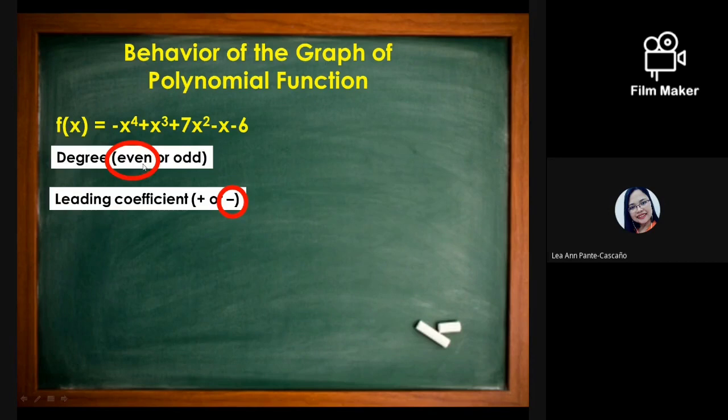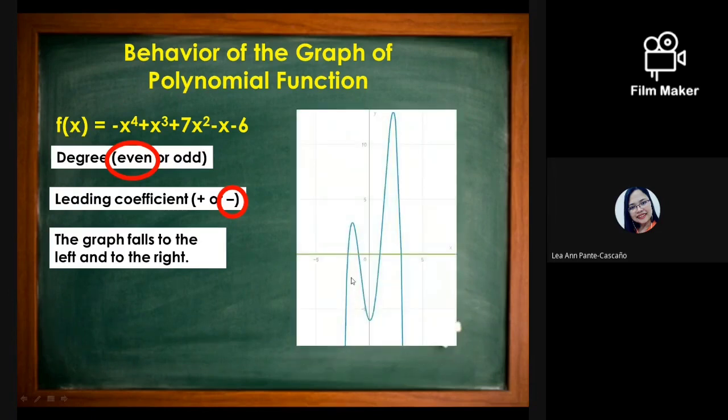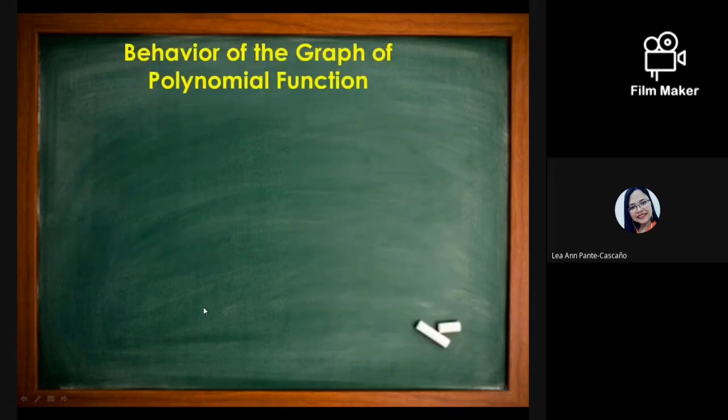So, what is the behavior now of a graph if we have even negative? The graph falls to the left and to the right, or it means the graph both falling. Okay? Kabaliktaran naman nung una nating ginawa. Kanina, positive, even, both rising. Ngayon, ito naman, even, negative naman, siya naman po ay both falling. Falling to the left and falling to the right. Okay? Let's have the third example.